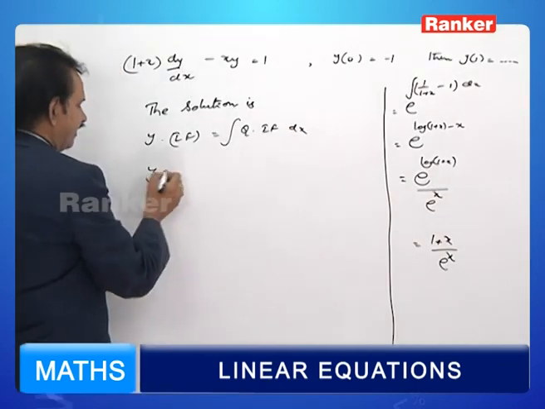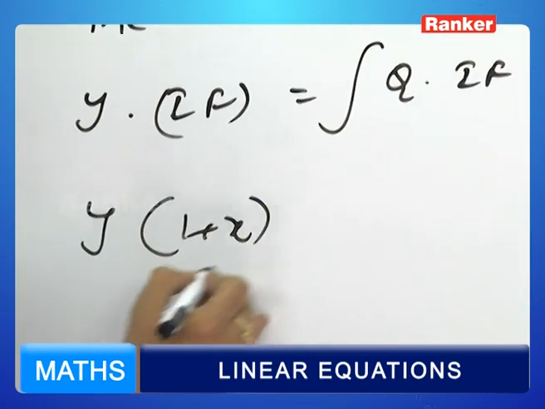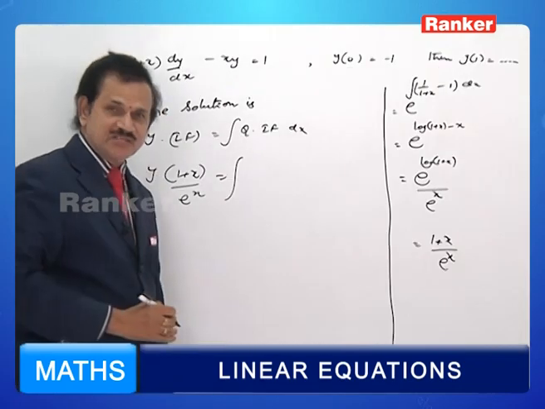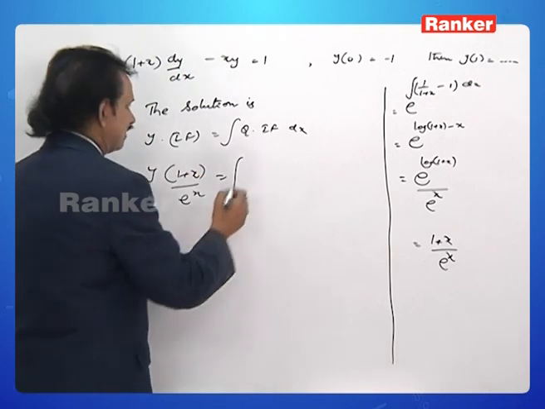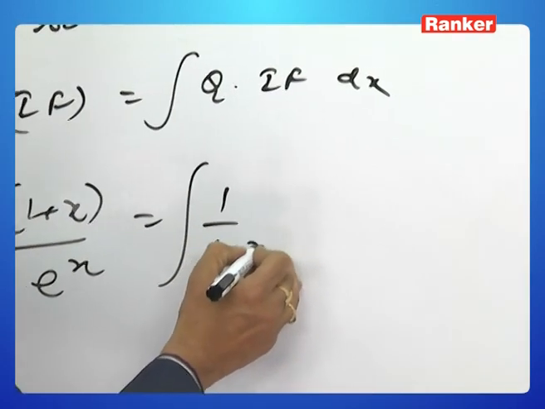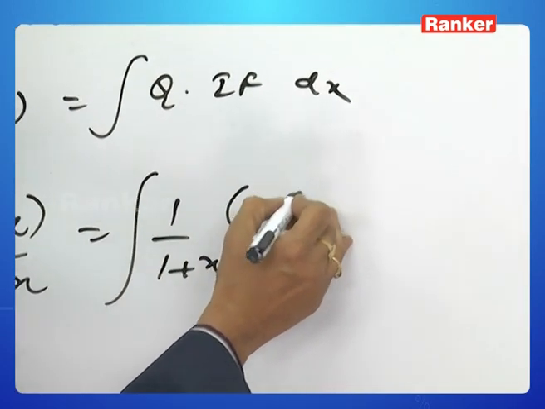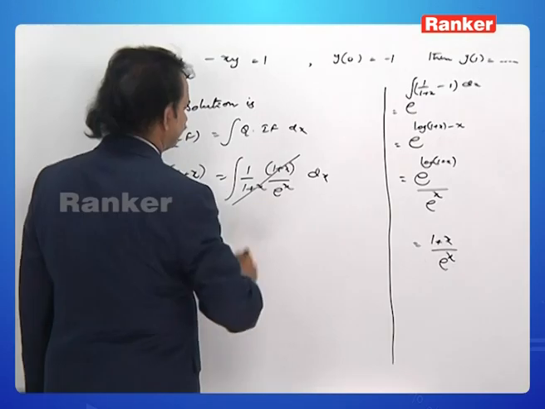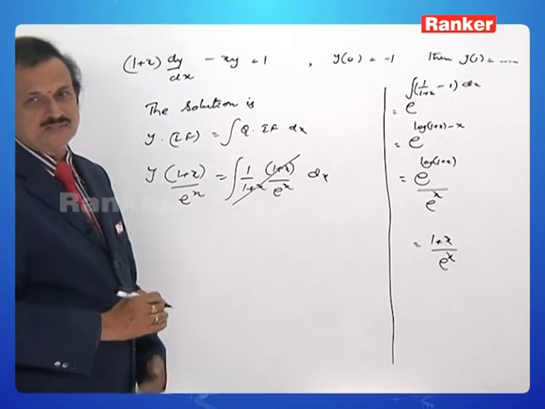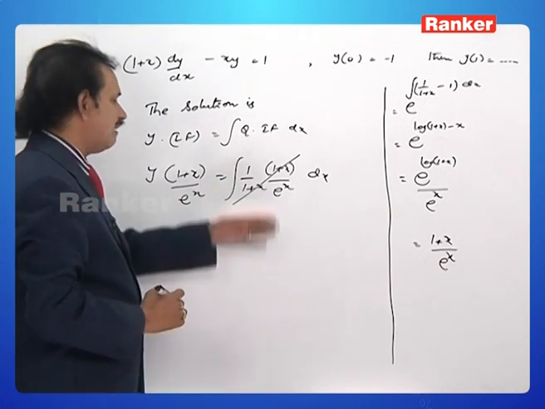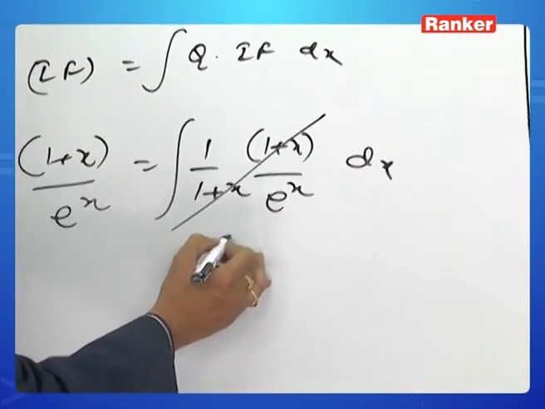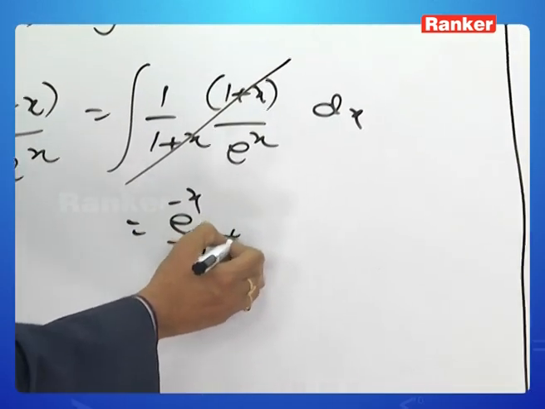That is y into 1 plus x by e power x is equal to integral of Q. What is Q? You please remember. Yes, it is of course 1 by 1 plus x. So 1 by 1 plus x into 1 plus x by e power x dx. Automatically 1 plus x will be cancelled, leaving 1 by e power x, that is e power minus x, and its integral is e power minus x by minus 1 plus c.